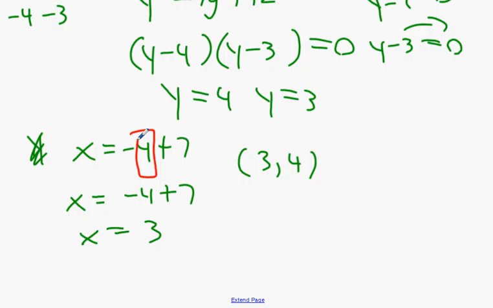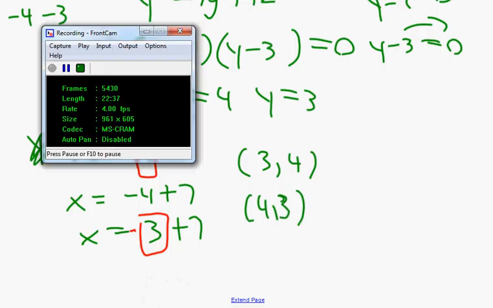So what happens after that then? It's going to be minus 3 plus 7. That's going to be 4. So the other answer is going to be 4, 3. 3, 4 and 4, 3. Okay.